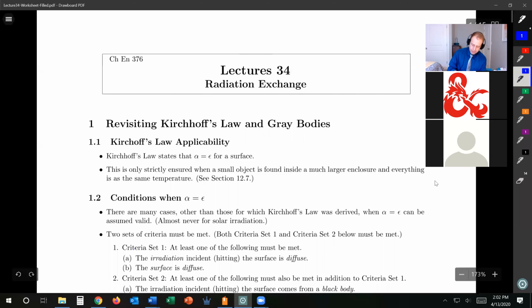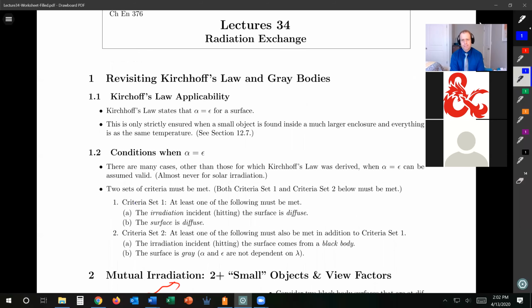To do that, we first need to revisit a little of this Kirchhoff's law and this idea of gray bodies. So Kirchhoff's law states that you can assume that for your body, your substance that you're trying to do the energy balance on, that alpha is equal to epsilon. If you look back at the derivation of Kirchhoff's law, you see that this is only strictly true when you have a small object in a very big enclosure and everything is at the same temperature.